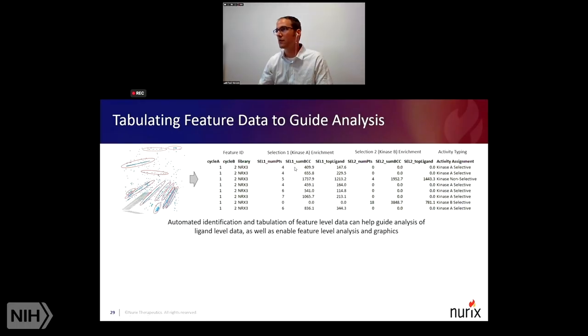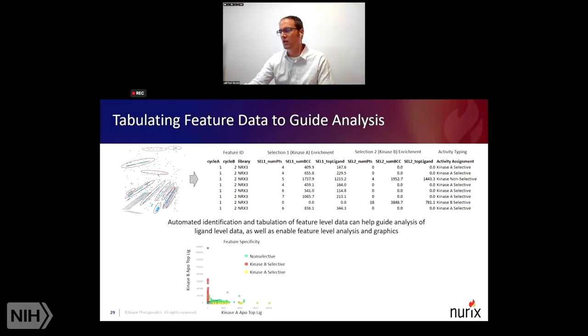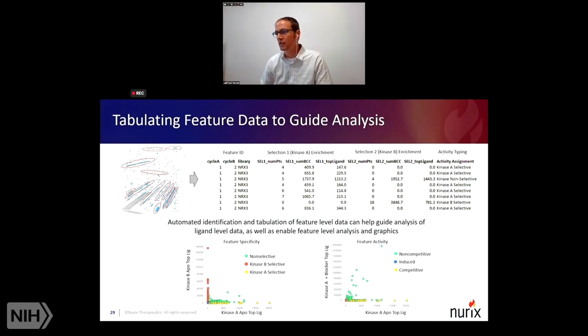So those features which are showing up in kinase A selection but not kinase B selection, we can label these as kinase A selective. If we're seeing these in both the selection 1 and selection 2, these are obviously kinase non-selective. And finally, kinase B selective when we're only seeing them in the selection 2. And by automating and annotating these programmatically, when we go to start reviewing the data, the understanding of the activity types in our selection output can really start jumping out. And it can make it clearer at a very high level to understand what sort of activity types and binding modalities you're seeing in your output.